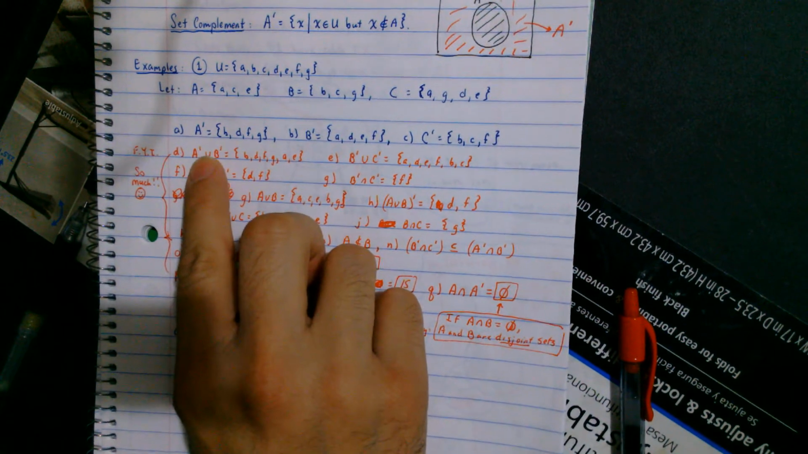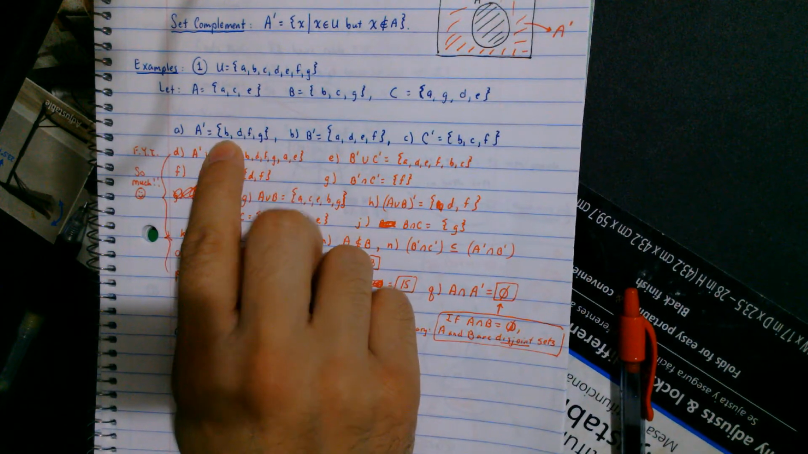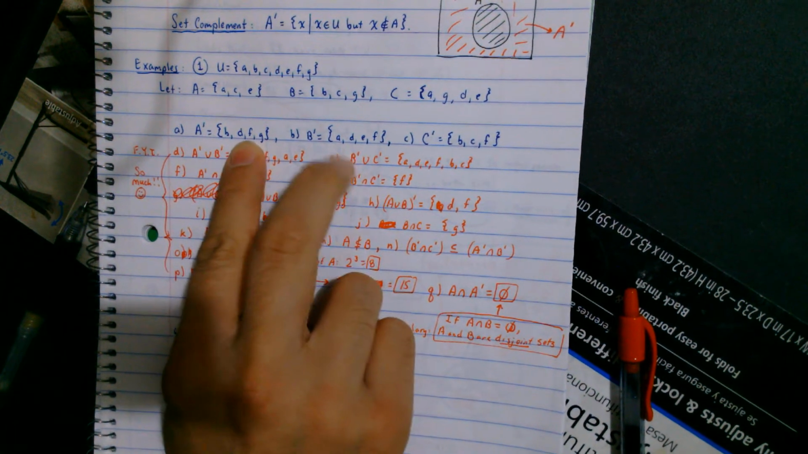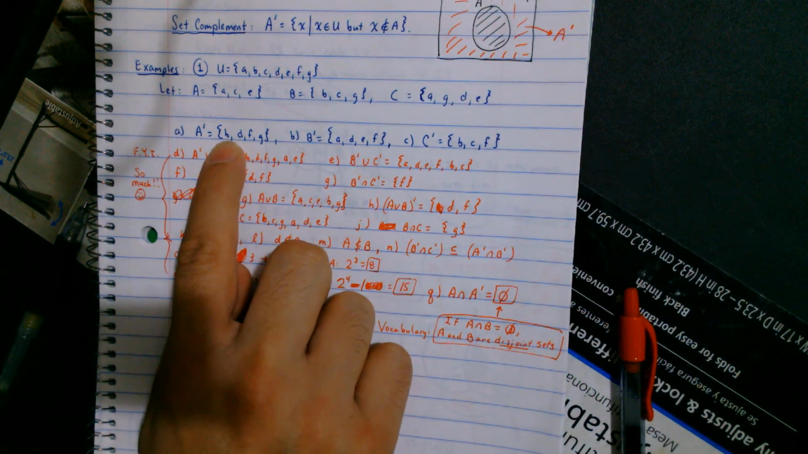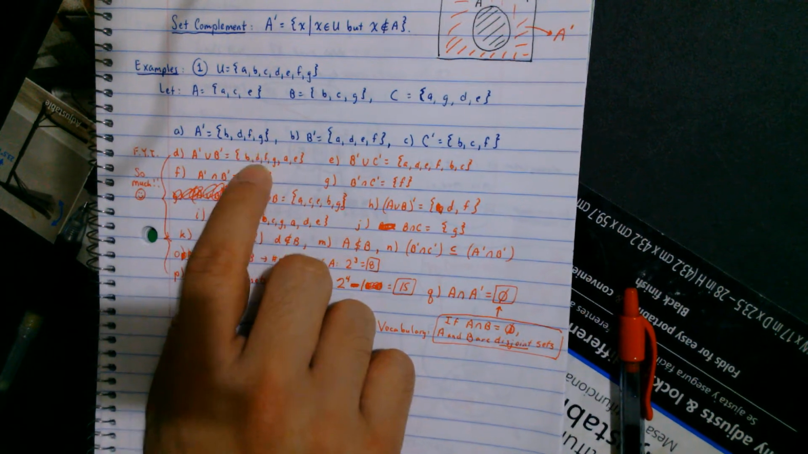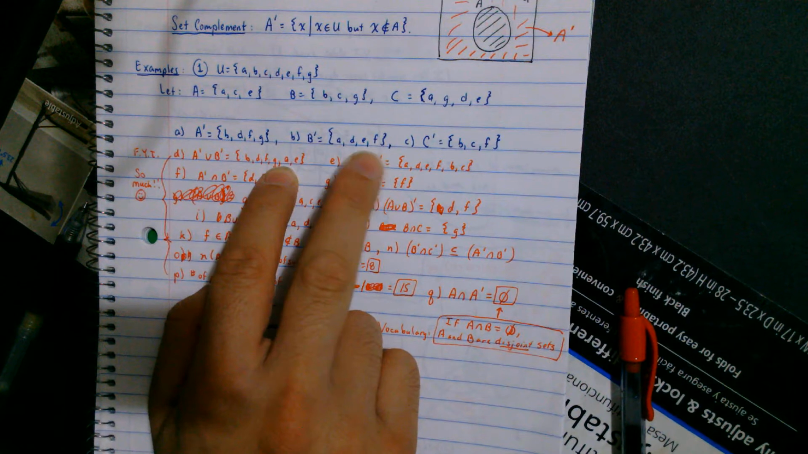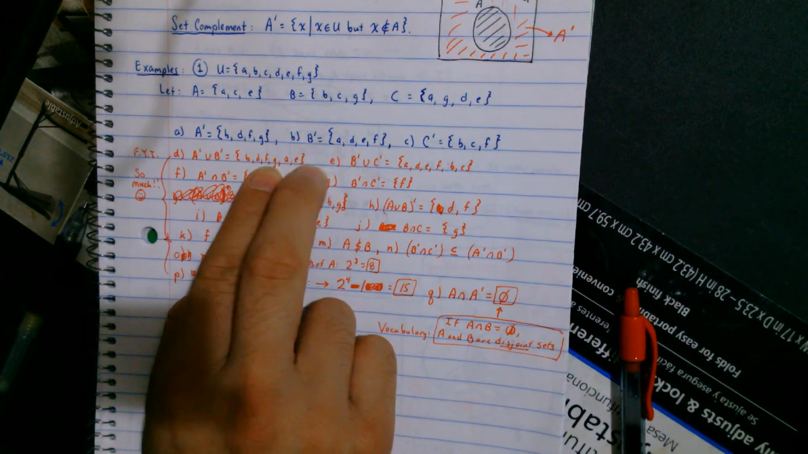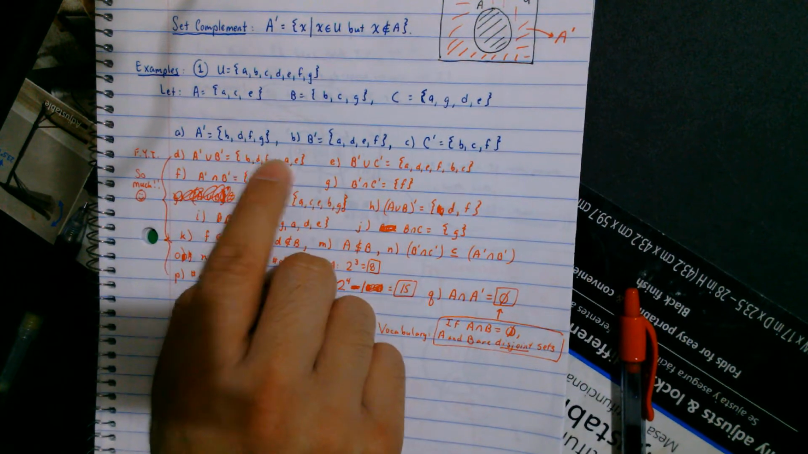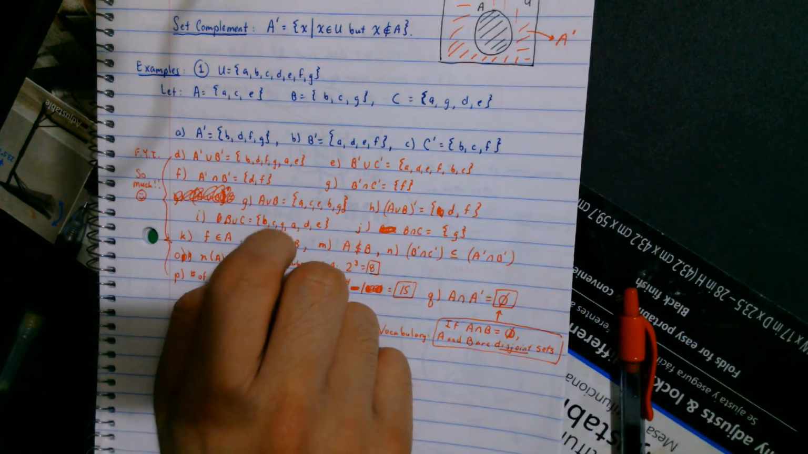So A complement union B complement. A complement is this set. B complement is this set. If you want to union them, it's everything in the first set, B, D, F, G, plus everything in this set that I have not already included. So A and E. I already have B, D, and F. So everything here plus everything here, and we don't write the repeats.